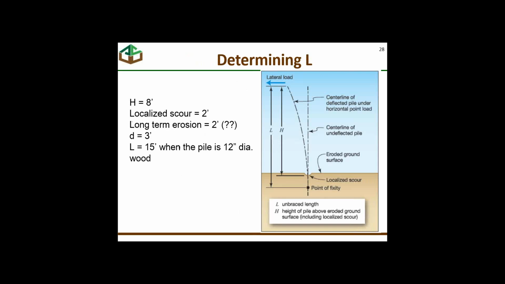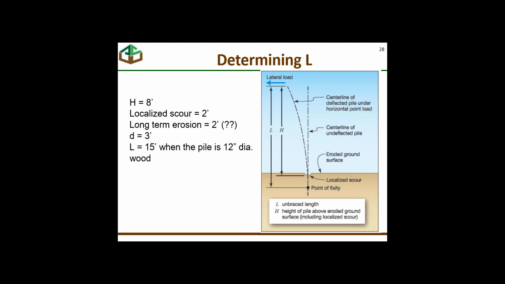So in our example, if we had H of 8 feet and we assumed a 12-inch round pile, our field data would suggest we get 2 feet of scour. If we assumed some long-term erosion of 2 feet, and that's why the question marks are there, it would be a judgment that we would apply. And we use a 12-inch round pile with a sand that I assumed, and so our depth of fixity is 3 feet. We have a 15-foot length of pile when that pile is 12 inches in diameter and it's wood.